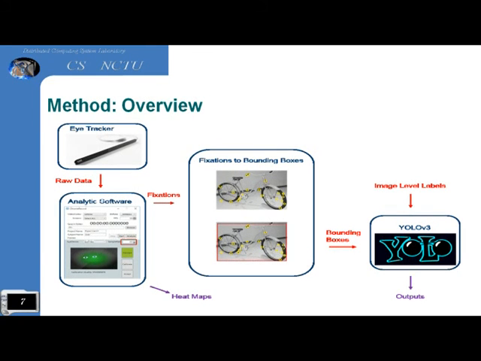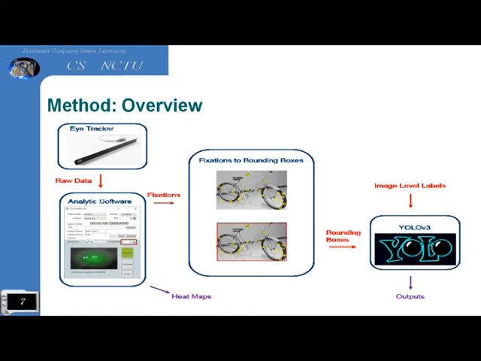Next is an overview of the entire system. First, we use the eye tracker to collect and record the original eye movement data, and then use the analysis software to generate heat maps and fixations. We can use the analysis software to limit and plan out the data we need.